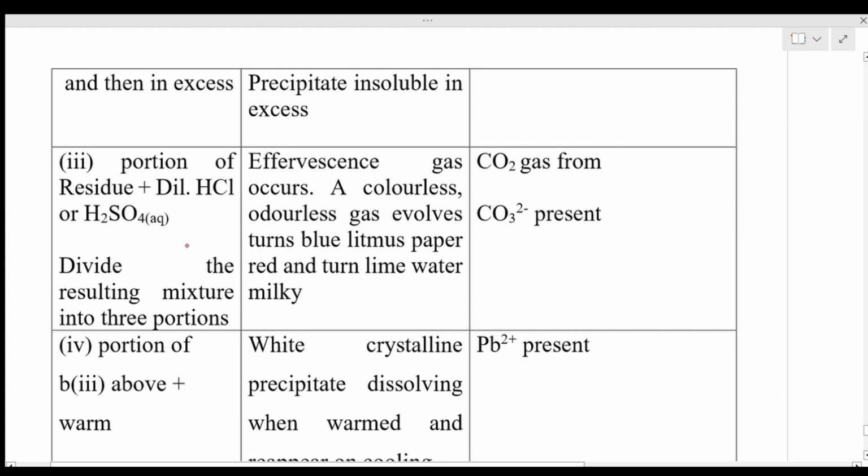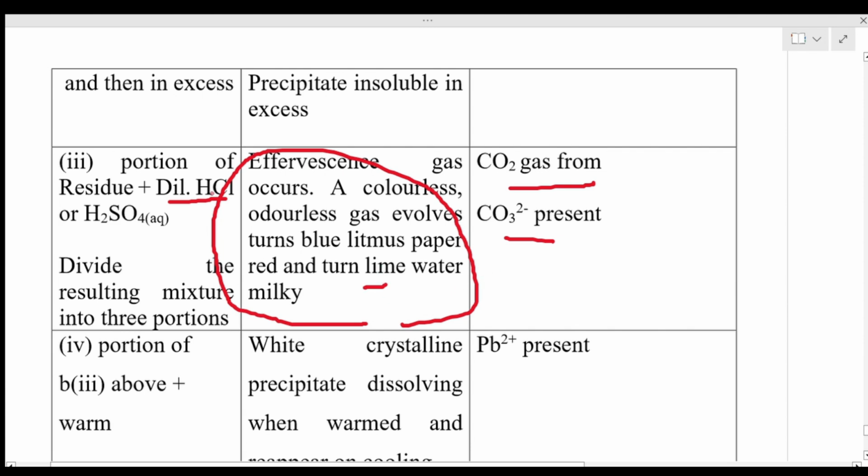Let's look at it. Another portion of the residue. If I ask to add dilute HCl, okay, when you add dilute HCl, you see an effervescent gas. Of course, you are going to write a colorless gas, an odorless gas, turns blue litmus to red, and turns lime water milky. Remember, if you are a student, all these things must be written for you to score CO2 gas from CO3. And if you are a tutor, make sure you teach your student that any effervescence that is coming from the reaction of dilute HCl here must contain all this observation for you to score the inference.